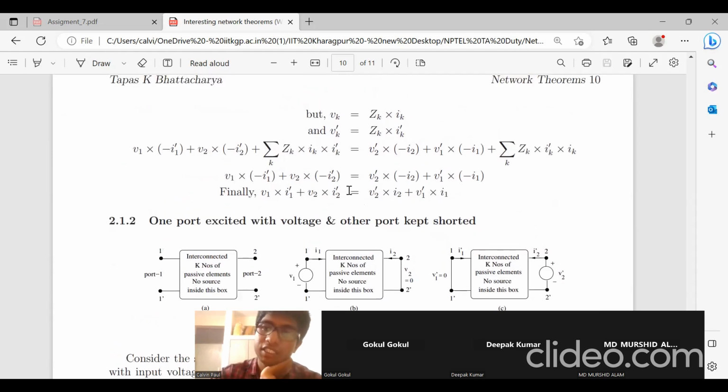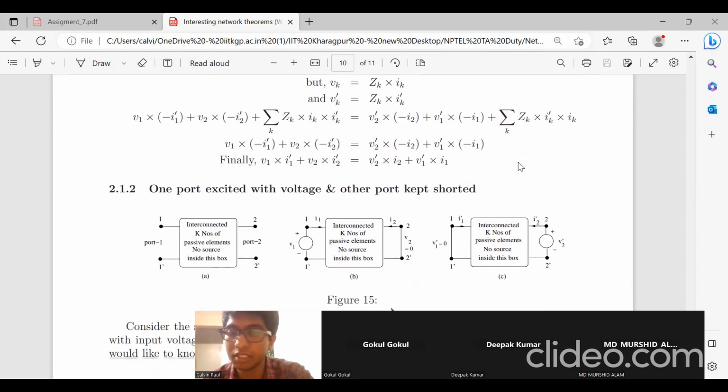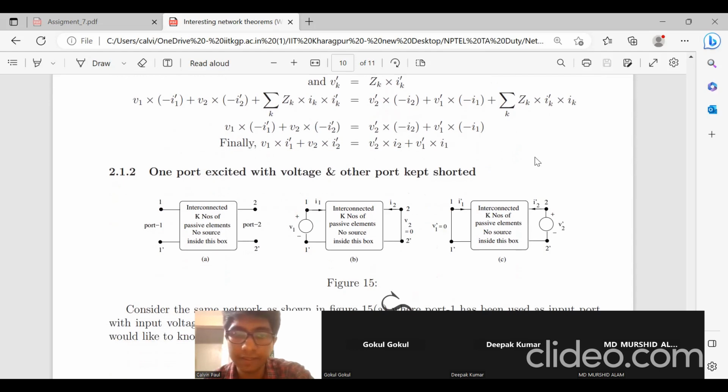Usually in the sums, when we have to apply Tellegen's theorem, it comes in this format, not the entire one. So it is actually V1 into I1 dash plus V2 into I2 dash is equal to V2 dash into I2 plus V1 dash into I1. We just multiply this equation by minus 1. All right. So any doubts in this?